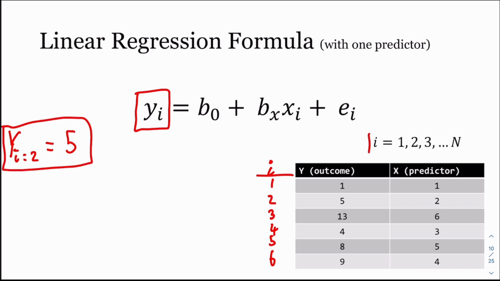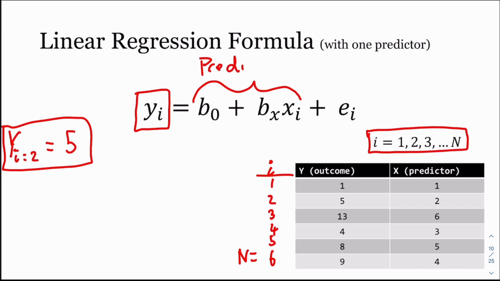On the bottom right, you'll often see this added to the regression formula. All this is telling us is that i can only take on whole numbers, so it can go from 1, 2, 3, all the way to n, and n is simply the last number in this list. In this example, n would be 6, and this is sometimes referred to as the sample size. On the right of this formula, we have the part of the model that relates the predictor variables to the outcome, and we can split this into two main sections. This first section of the model is what we use to make predictions about the outcome.